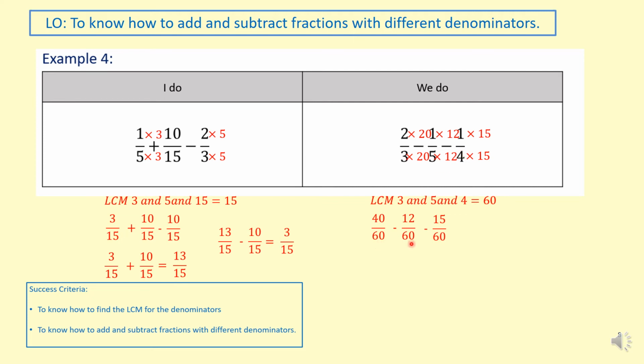Now that you have all the same denominator, you can do the first 2 together and then the answer with the third one. So if I do it this way, for the first 2 I have the same denominator, write one of them. 40 take away 12 is 28. Then I pick this one with the last one. So 28 over 60 take away 15 over 60. Again, same denominator, write one of them, subtract the top. So you end up with 13 over 60.